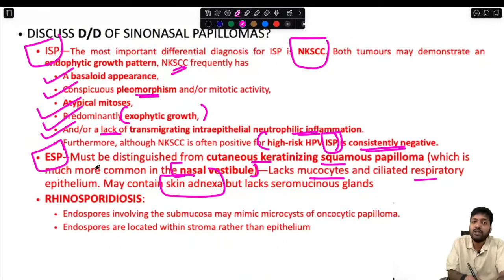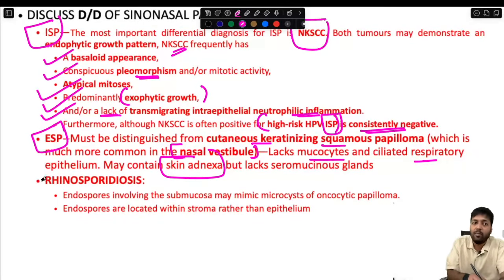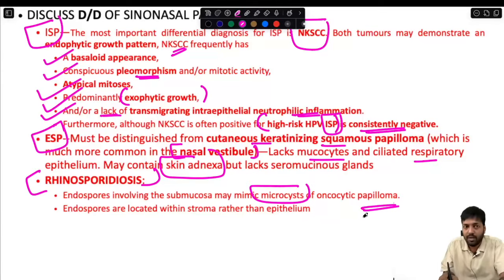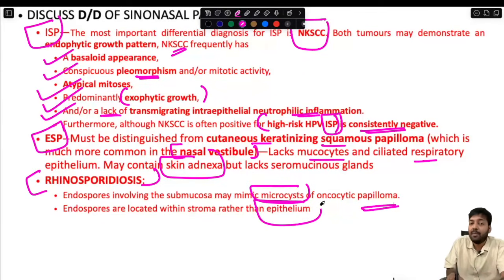So this is the most important differential diagnosis for the exophytic variety of sinonasal papilloma. And lastly, rhinosporidiosis. Now remember, endospores involving the submucosa may mimic microcysts seen in oncocytic papilloma. Basically, endospores are located within the stroma and not in the epithelium, whereas the microcysts are present inside the epithelium.